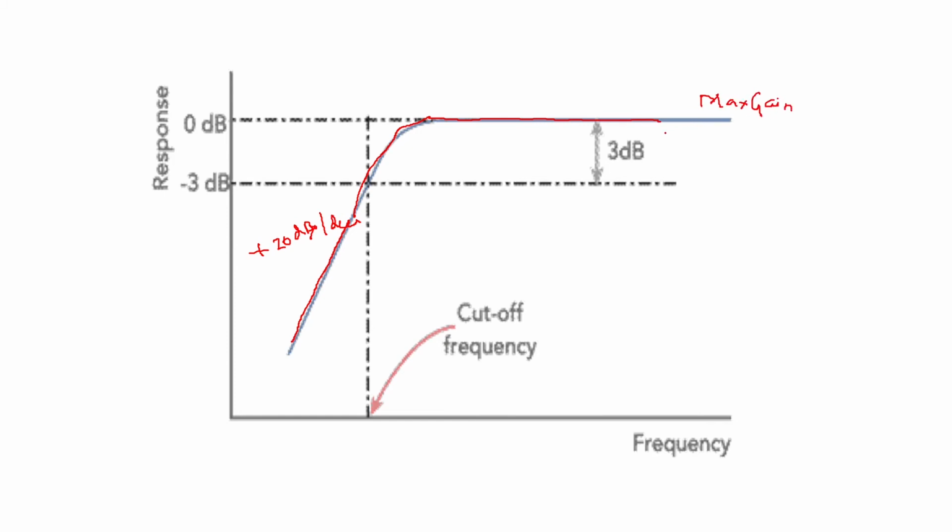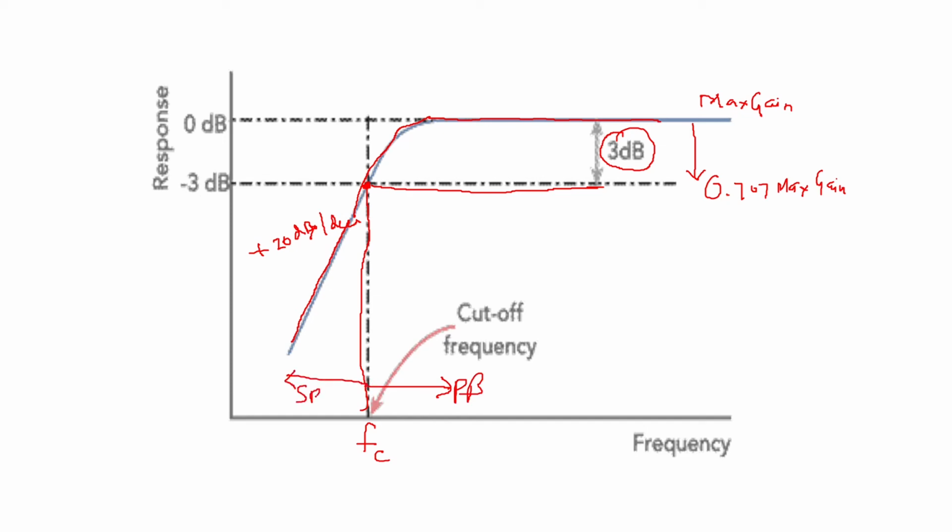Now to plot the cutoff frequency, you have to come to 0.707 of the maximum gain. That is 70.7% of the maximum gain, which in decibels will be minus 3 decibels. If you come down, then you will have this line, and when you project this line on the frequency axis, it will give you the cutoff frequency of the high pass filter. Now all the signals above this frequency will come under the pass band, and all the signals below the cutoff frequency will be stopped, so it is called the stop band.